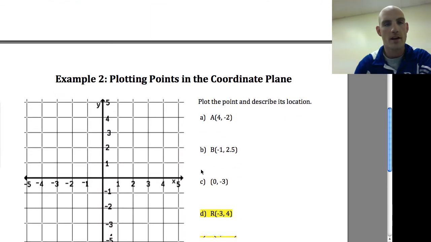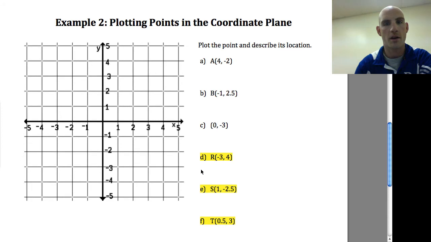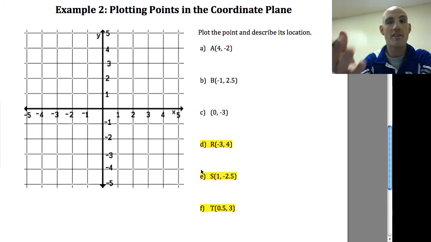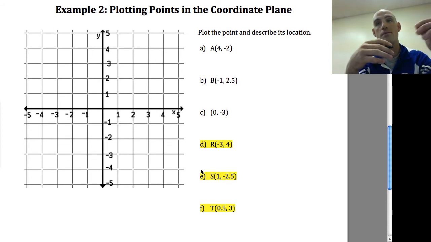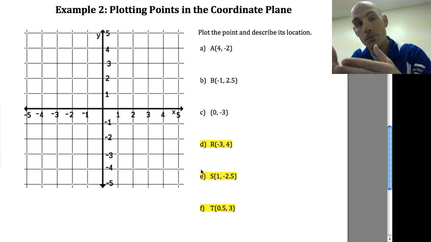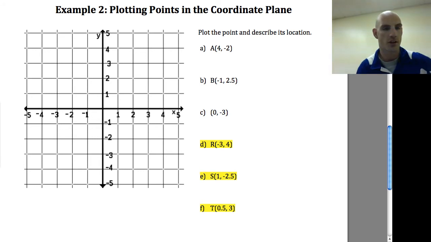Alright, we're back. Let's talk about plotting points in the coordinate plane. In this case, instead of giving you the points and saying what are the coordinates, I'm saying here are the coordinates, put the points on the plane. So let's look.